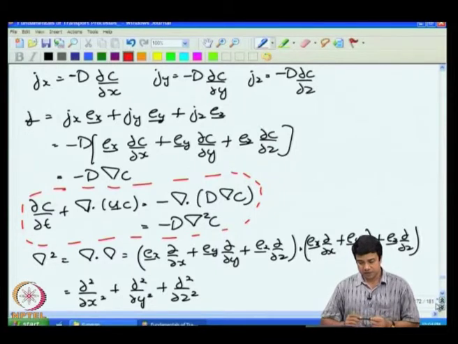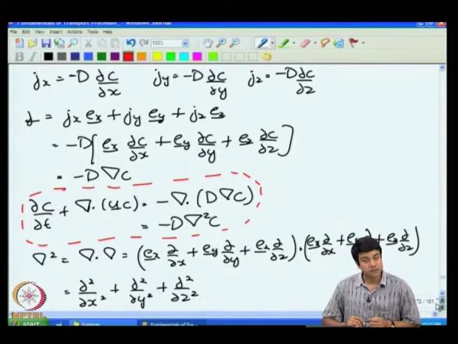And the fluxes can be written in terms of the concentration variations. Jx is equal to minus D times partial c by partial x, Jy is equal to minus D partial c by partial y, and Jz is equal to minus D times partial c by partial z. The vector J can be written as minus D times the gradient of c, same gradient operator that we had defined previously. C is a scalar, the gradient operator is a vector, so minus D grad c is a vector.